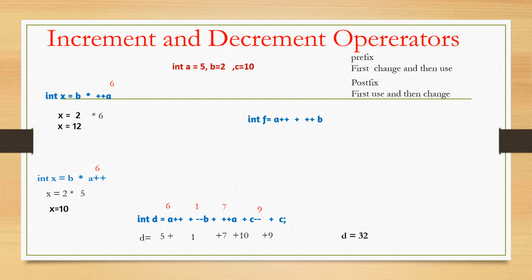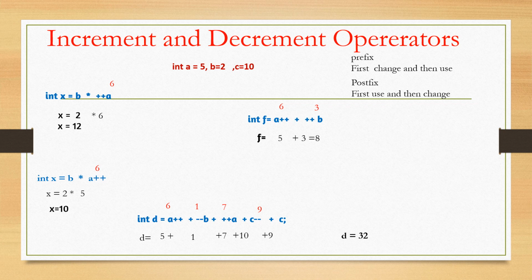And here f = a++ + ++b. So postfix and prefix both are coming. A++ means postfix. Use the original value, that is 5, and then change it. ++b, prefix. First change it. B was 2, it will become 3, and then use in the expression. I think you have understood the concept clearly.